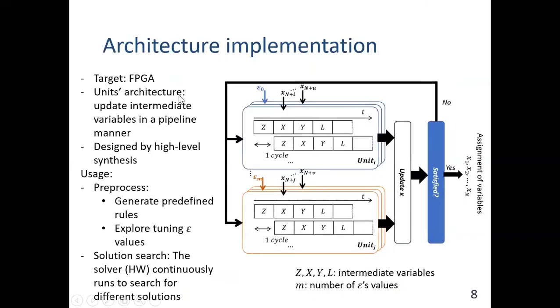We target FPGA with the architecture shown in the figure. For each processing unit, the intermediate variables are updated in a pipeline manner. We design by high-level synthesis. For usage in pre-process, we generate the predefined rules for the solver and explore tuning epsilon for each unit. Then in solution search, the units will continuously run to search for different solutions.